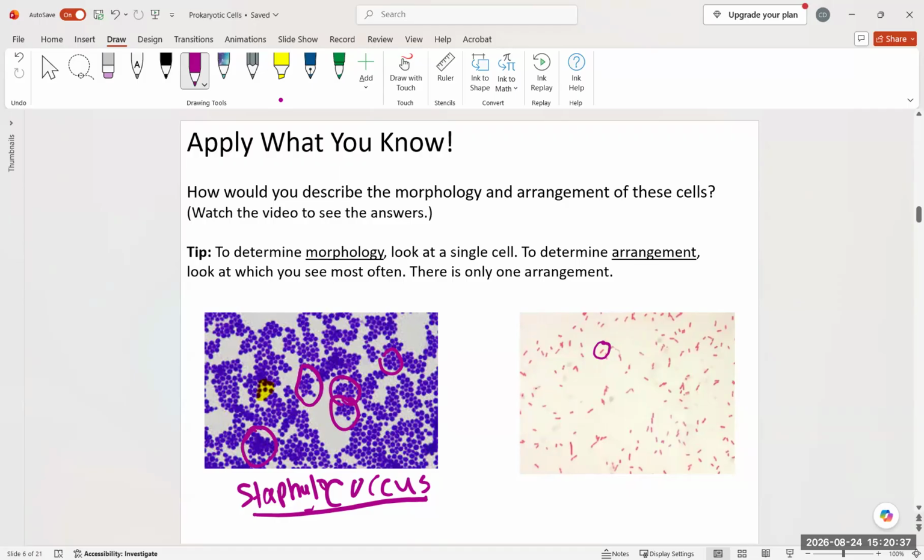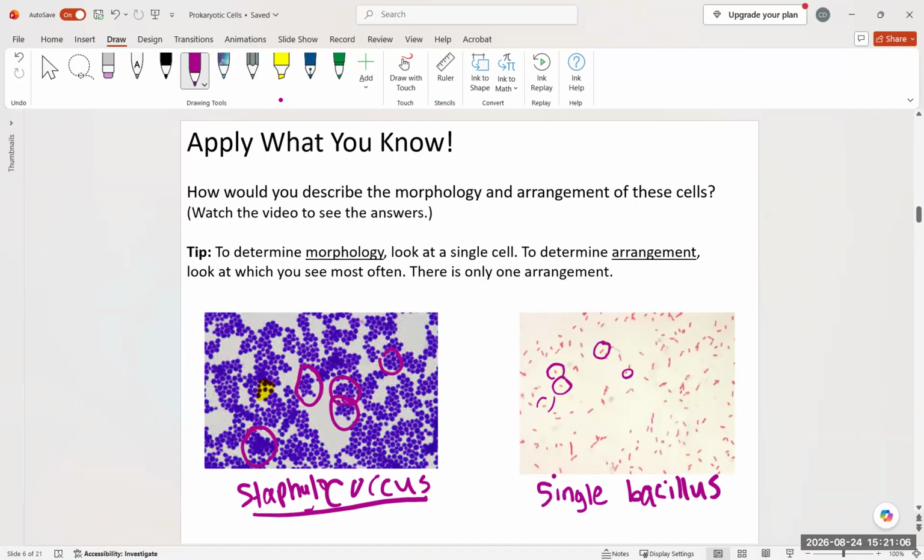And honestly, I see a lot of them by themselves, right? He's by himself, he's by himself, he's by himself. Okay, and I could go on and on, right? And so the most common arrangement is single. And so this is the only time you don't write it as one word, okay? But the arrangement is still addressed first, and then the morphology is addressed second. Okay, so this time it's two separate terms.